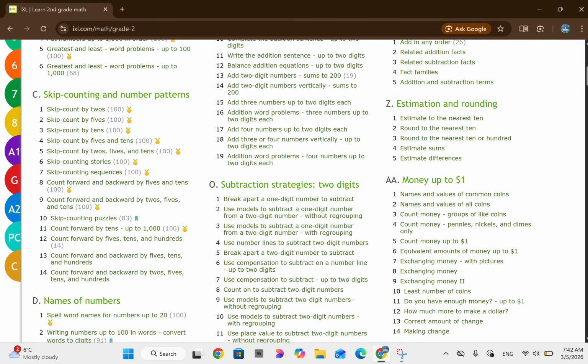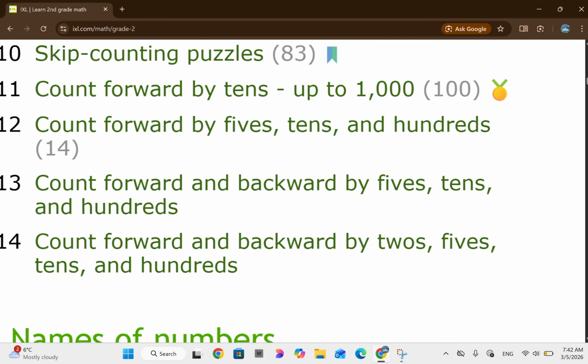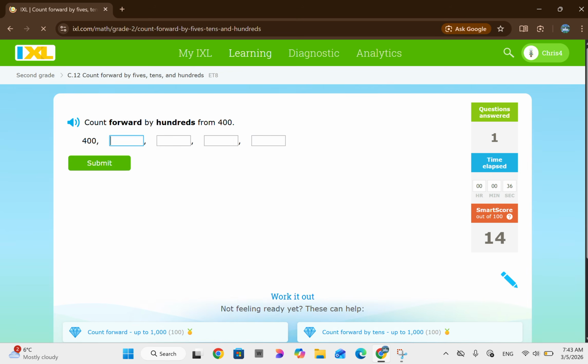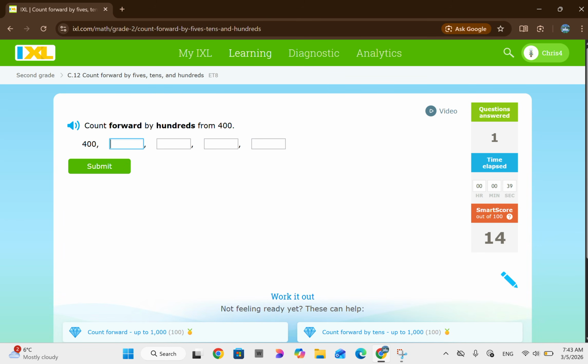2nd grade already. And guys, go on C12. It's the one right here. The one that starts with C and then 12.